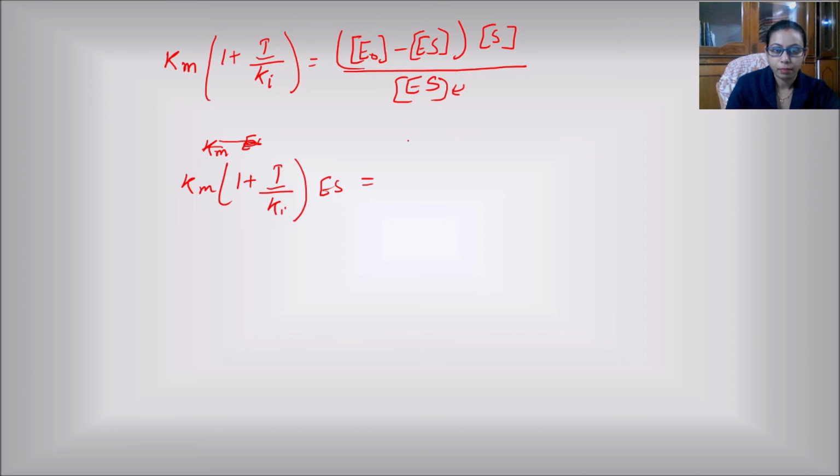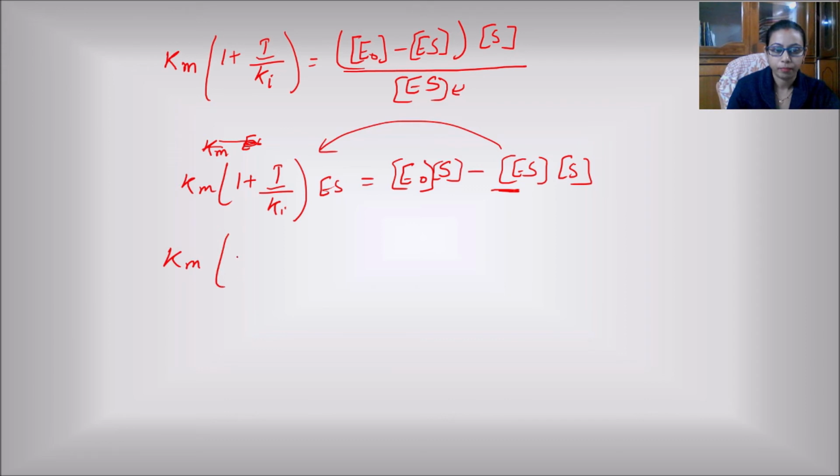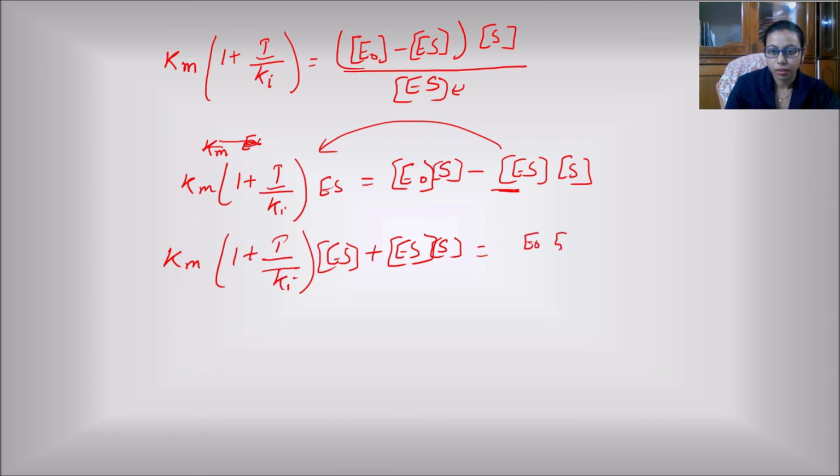equals, when I multiply this with the substrate, E naught into S naught minus ES into S. Now take this ES species toward this side. What we will have is Km, 1 plus I by Ki, into ES plus ES into S equals E naught into S.